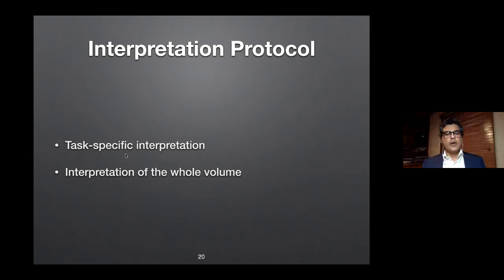Task-specific interpretation is, for example, let's say you are a general dentist and you have a patient who needs implants, so you're evaluating a patient for implant treatment planning. And you took the scan for that. So let's say you wanted to place 2, 3, 4, whatever number of implants in the posterior mandible. That's the task that was your main indication for taking the scan, and you will interpret that scan from your perspective of implant treatment planning. That's a task-specific interpretation.